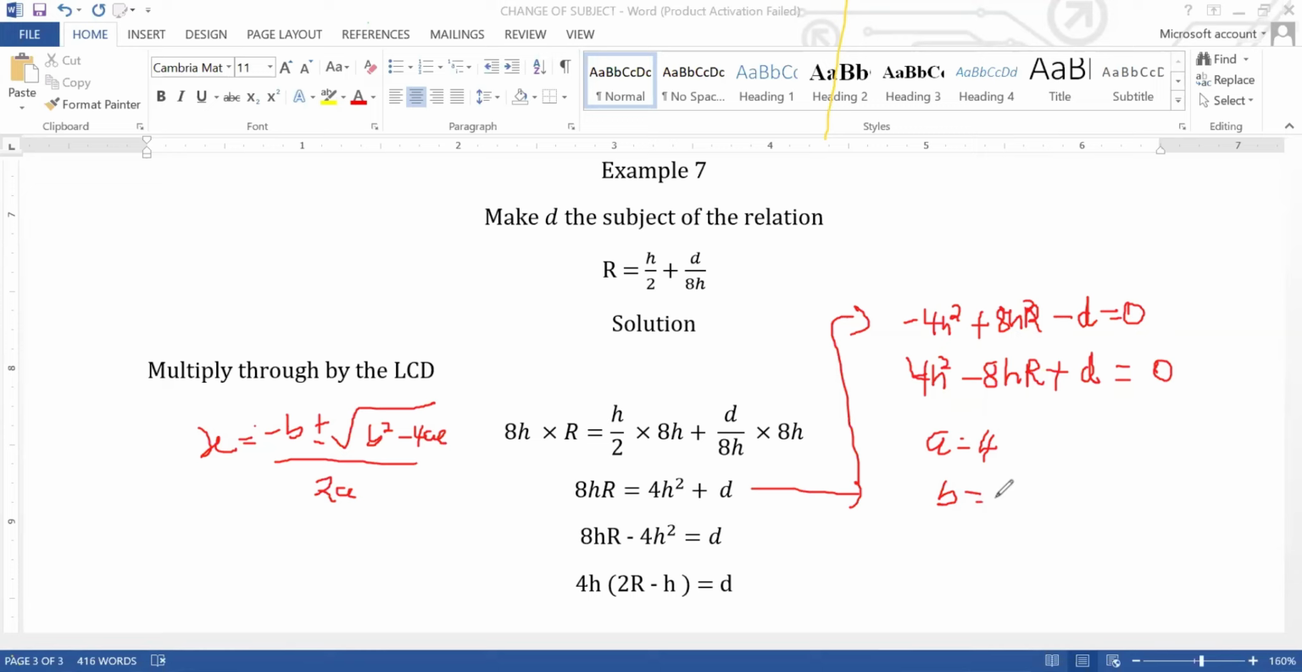B will be equal to minus 8r. And C will be equal to D. Why? Because the quadratic formula is like this: ax squared plus bx plus c. And it looks like this has been written in that form. So we have written the parameters out, A, B, and the C. X has become the H in our equation.